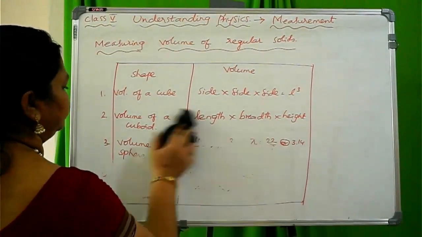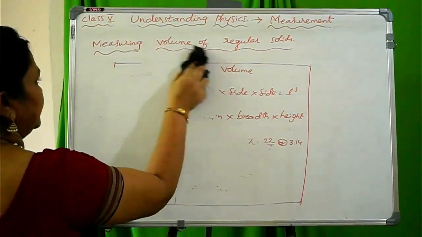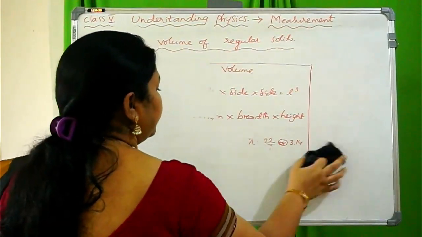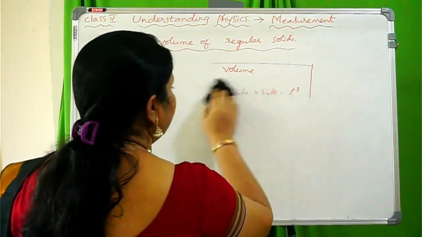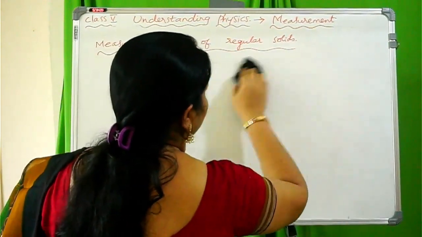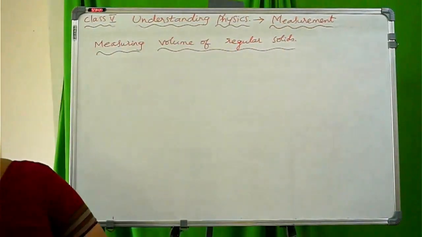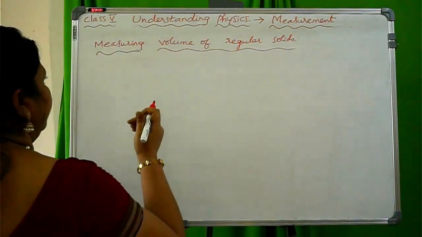Irregular solid. Okay, now that is an experiment. Interesting experiment. For that one, we need a measuring cylinder, and you can do that experiment at your home also. It is an interesting experiment. Now I am going to take one.